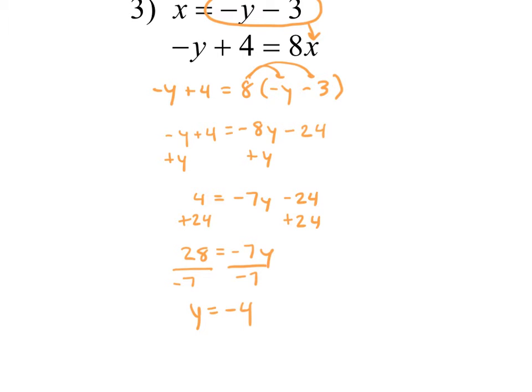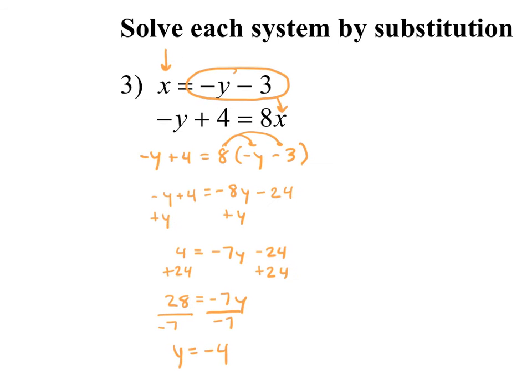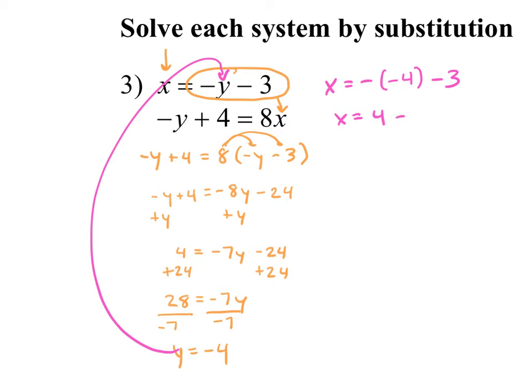Are we done? No, what do we need to do? Plug it in. So we can take this and plug it in for y. Doesn't matter if we plug it into the second one or the first one. We can plug it into either one. So I'm going to plug it into the first one. So I have x is equal to negative 4 minus 3. What happens to those two negatives? It turns it positive. So x is equal to 4 minus 3.